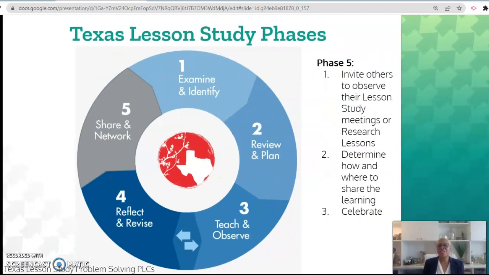Phase 5 would be to invite others to observe their lesson study meetings or research lessons. Those that they're inviting to observe these lessons could be their administrative team, fellow teachers, representatives from the district, as well as representatives from Region 11. Step number 2, they'll determine how and where they're going to share their learning. And step 3 of phase 5 is one of the most important, which is to celebrate.